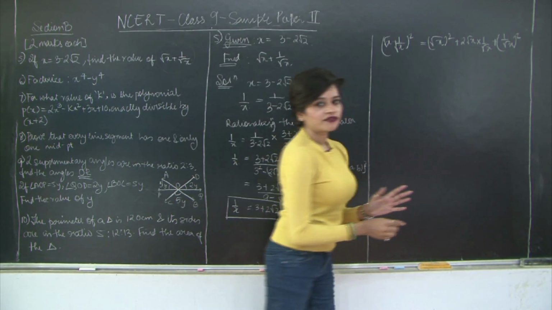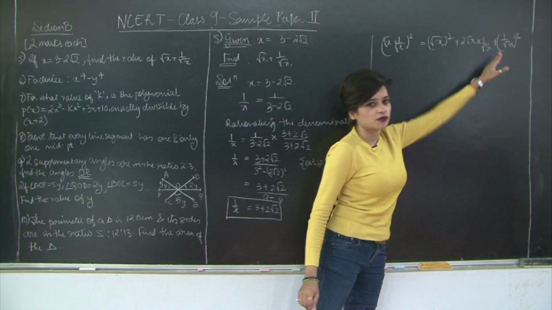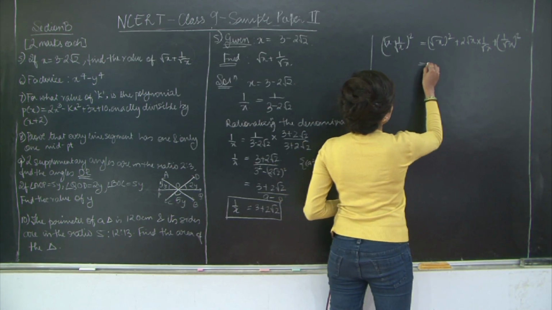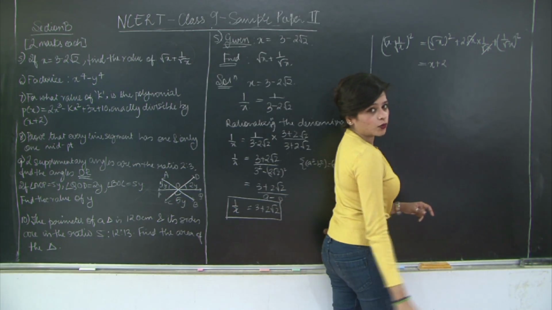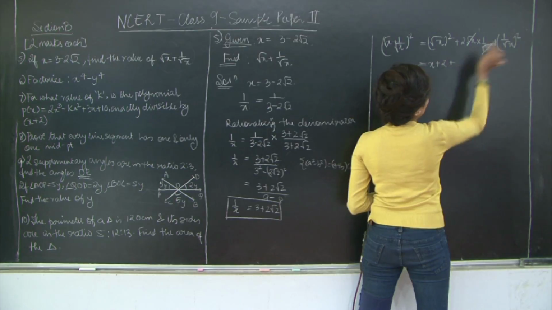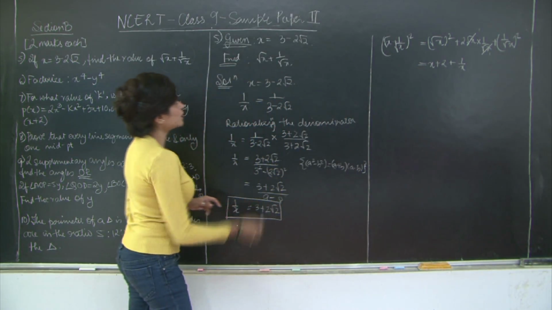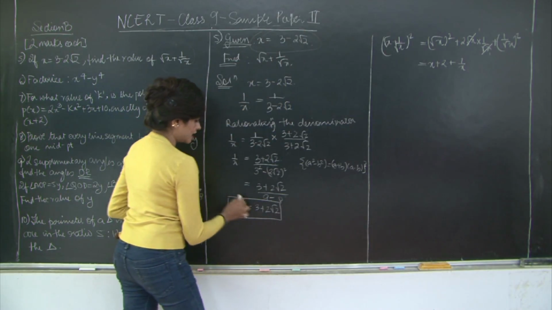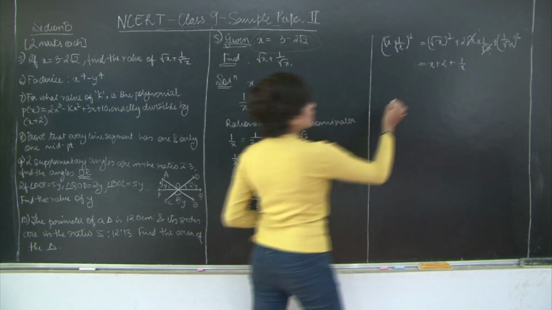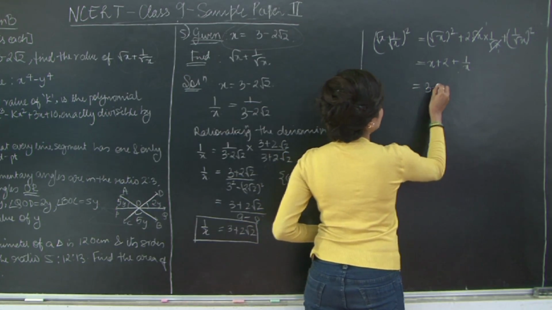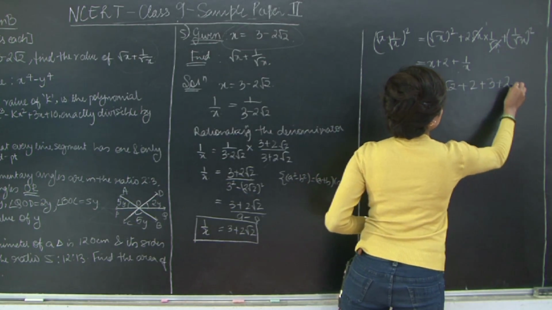I am using the formula for a plus b the whole square, which is nothing but a square plus 2 into a into b plus b square. So see the magic now. You get x plus 2, this thing and this thing gets cancelled, 1s and 1s, plus 1 upon root x the whole square is 1 upon x. And what you see is that we already have the value for x and 1 upon x. We can simply substitute the values in this equation. So this becomes 3 minus 2 root 2 plus 2 plus 3 plus 2 root 2.